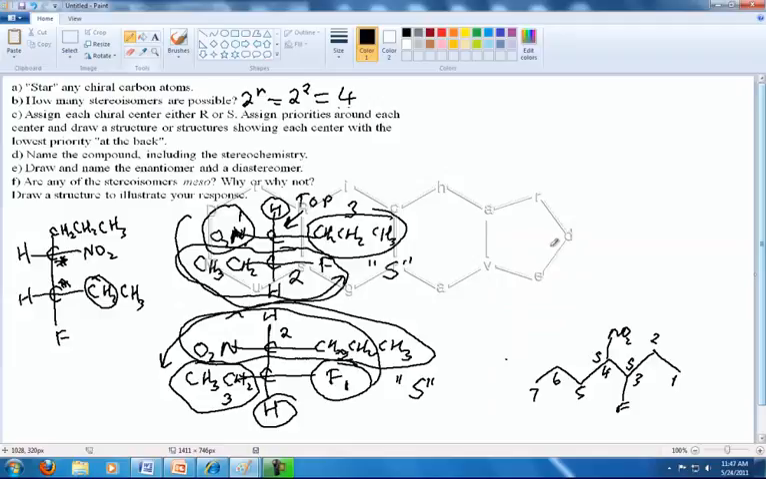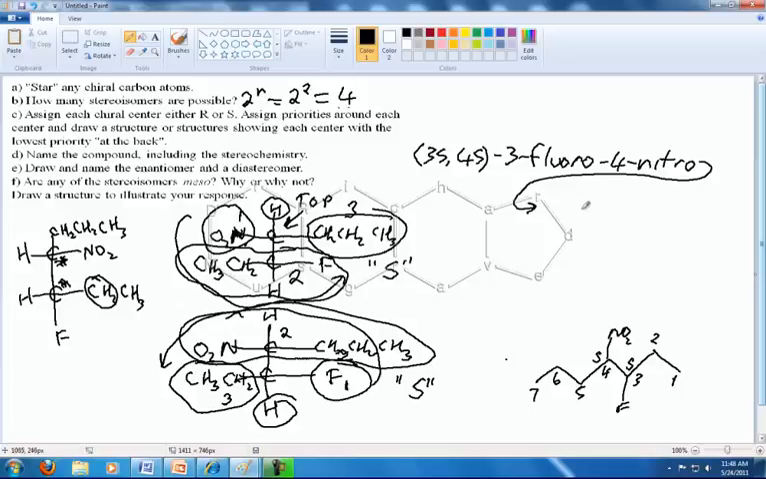And the name for this then would be 3S, 4S, to put the stereochemistry in, and then it would be 3-fluoro, 4-nitro, and this has to be in alphabetical order, F, N, and then this is all still part of the same word, heptane. Alright, so that would be the name of that structure.